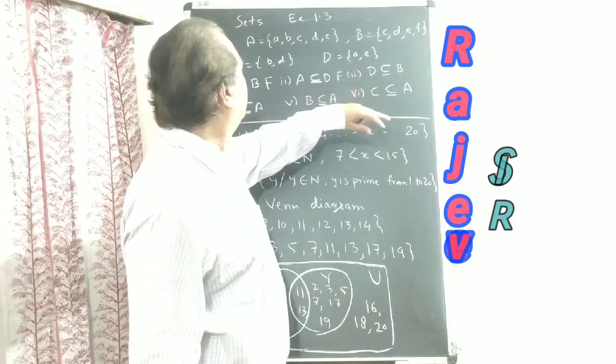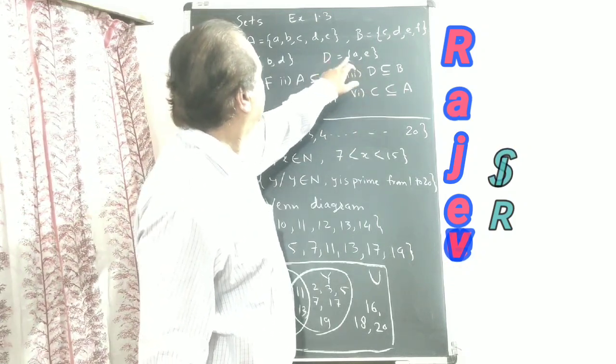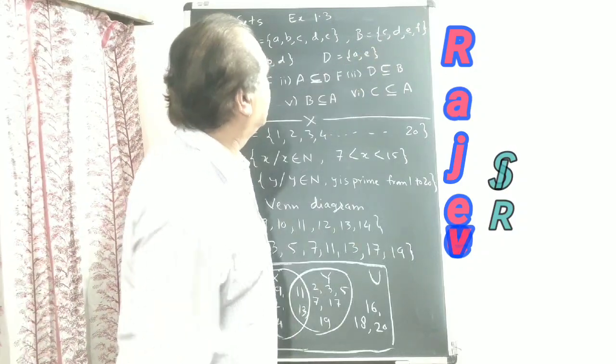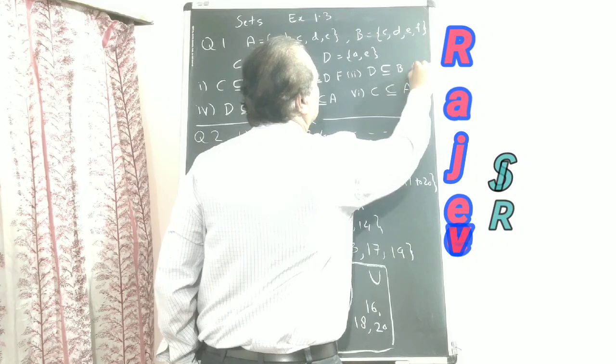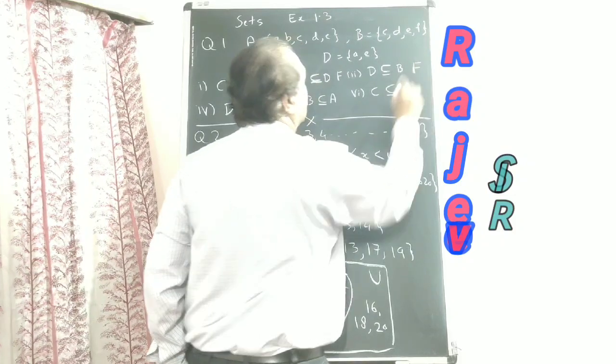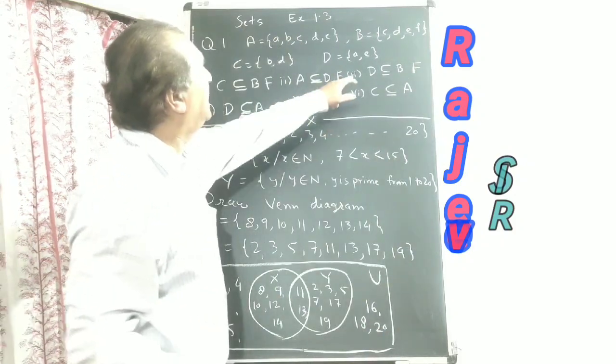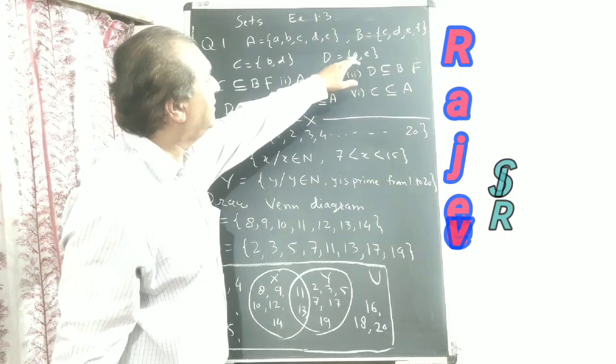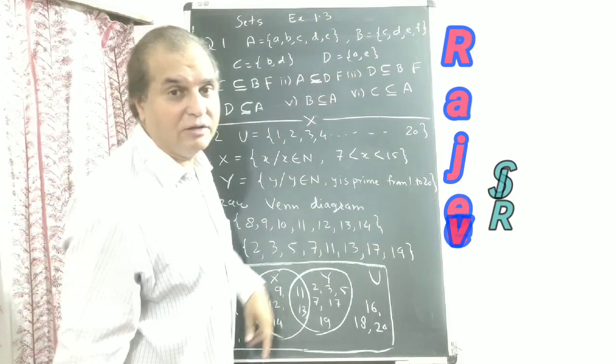D is a subset of B. D has A and E. E is there but A is not there. So this is also false. All elements must be there in B, then only this is true. D has two elements, A and E. E was there, but A is not there.